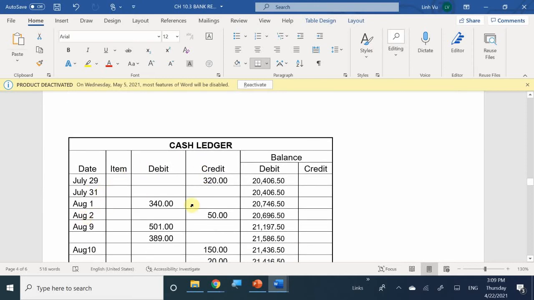Here, okay, we have an empty cell here. All right, so what's the next thing that happened on August 1st? We debited $340. Okay, what does that mean to us? Took it out. When we debit our cash, we add. So therefore, we made a deposit for $340 on August 1st.